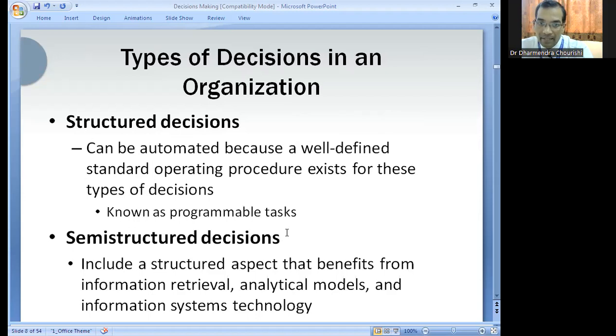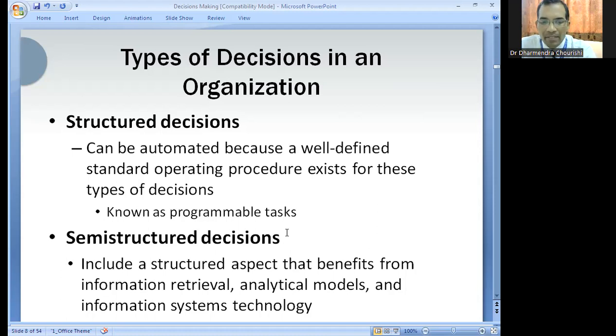Types of decisions in a typical organization: mostly we can classify them in 4 categories: structured, semi-structured, and others. We'll talk about structured first. These can be automated because a well-defined standard operating procedure exists for these types, known as programmable tasks. A specific programmable formula is given, and on the basis of that, the decision will be made.